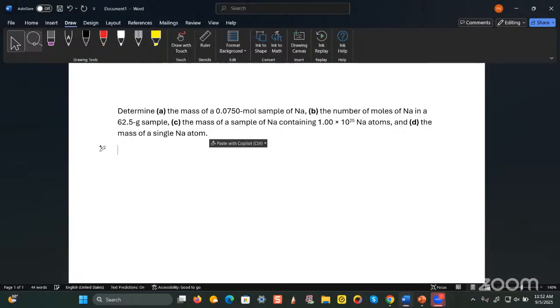Okay. So this question, actually, it's a series of questions, but the first one is asking for you to determine the mass of a sample of sodium. The question gave you, this is A, 0.0750 moles of sodium, and you're asked to determine the mass in grams of sodium.